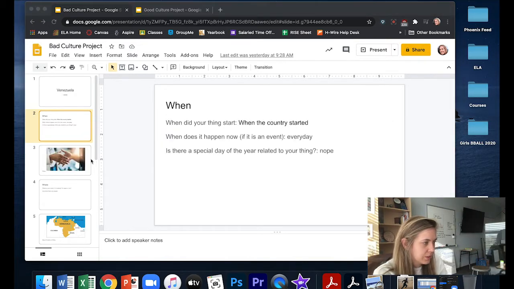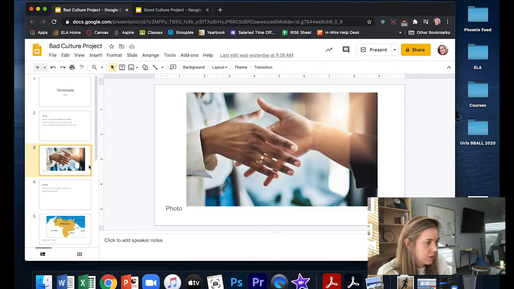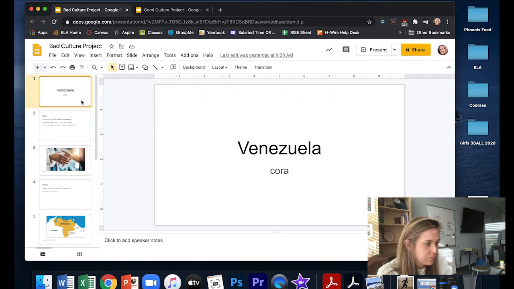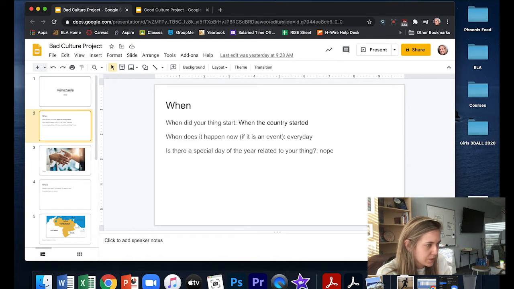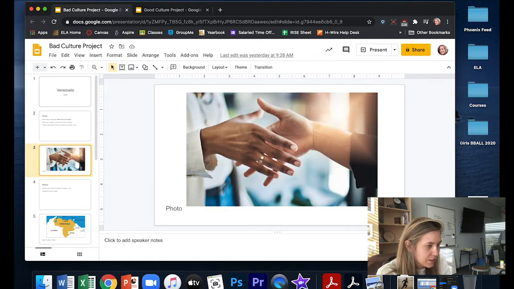So the next one, we go to the photo. Now, if you're looking at this bad culture project all in order, the title slide doesn't really tell you what the specific topic is. The when doesn't have any information on what the topic is. And this photo is generic enough that it's not very clear, even still on the 3rd slide, what the project is supposed to be talking about.